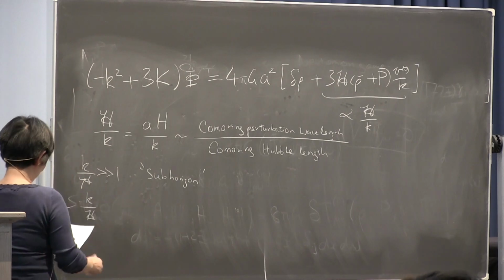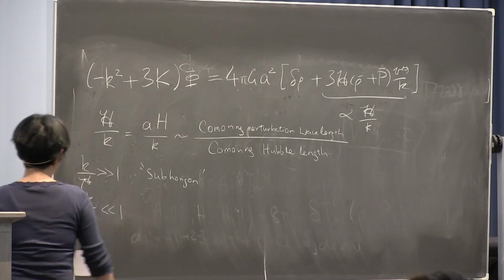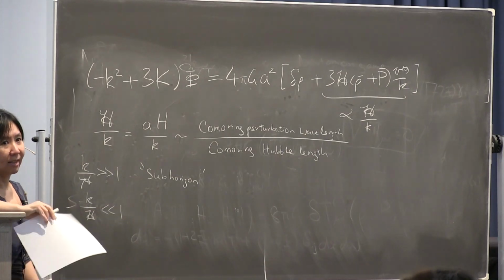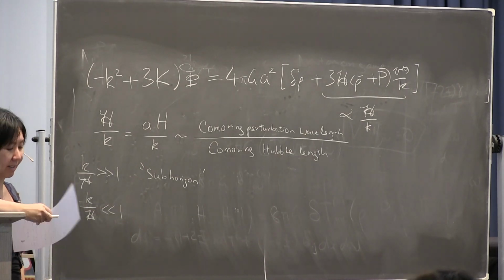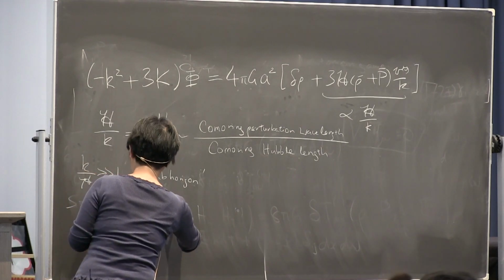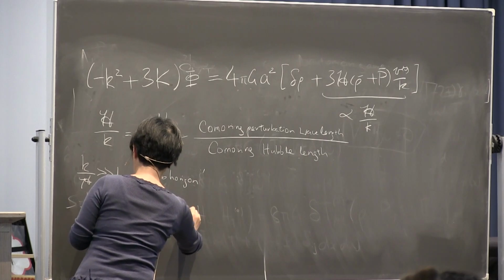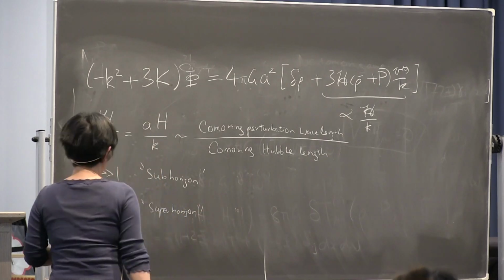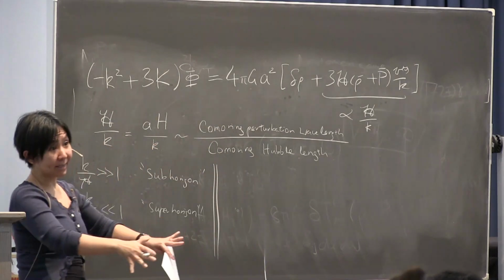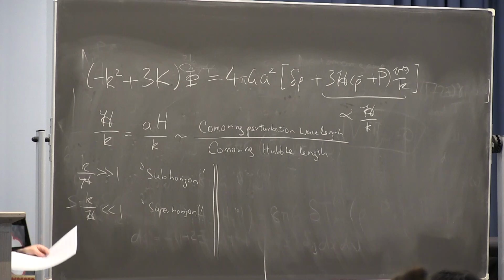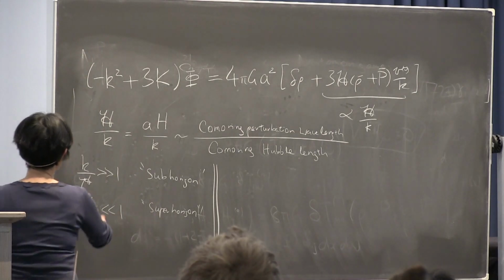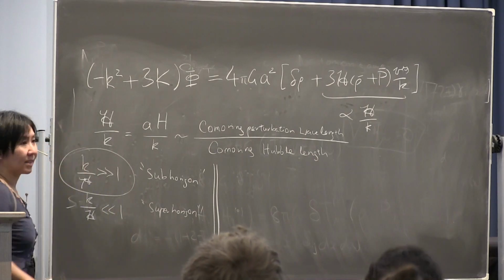Okay? And of course, you also have the other limit. k over curly h is much less than 1. Okay, so these scales are the ones that are much, much larger than the co-moving Hubble length. And so these are super-horizon scales. So if I'm only interested in what I can see, sub-horizon length scales that are within the observable universe that I can see and measure, then I'll essentially be looking at this limit.